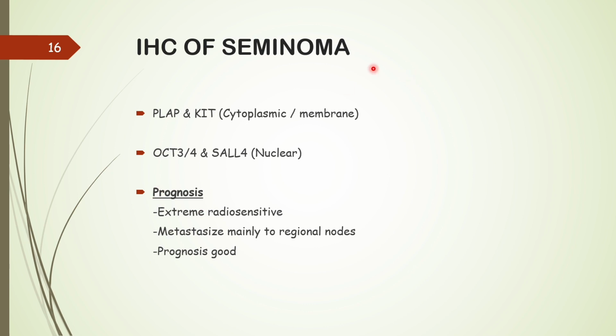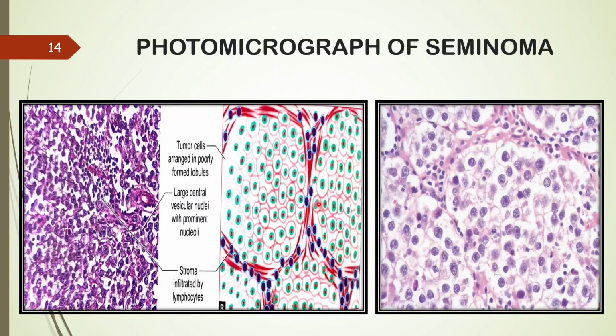So what is the prognosis in seminoma? In seminoma, the prognosis is very good because they are extremely radiosensitive. The tumor will dissolve after radiotherapy. It metastasizes mainly to the regional lymph nodes. It doesn't metastasize to various organs through the blood. Even if it metastasizes, it goes only to the regional lymph nodes. So the prognosis is overall good. Alright, so that is about seminoma, a well differentiated tumor.